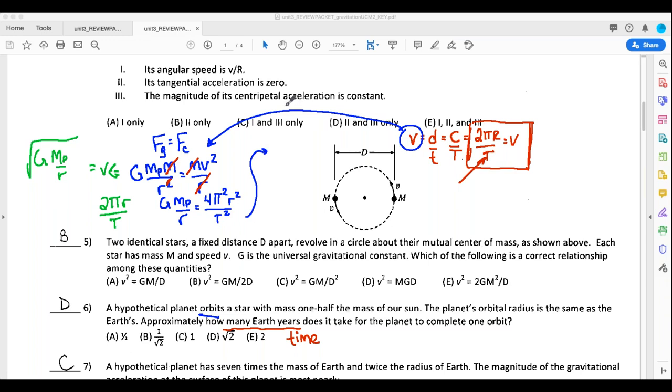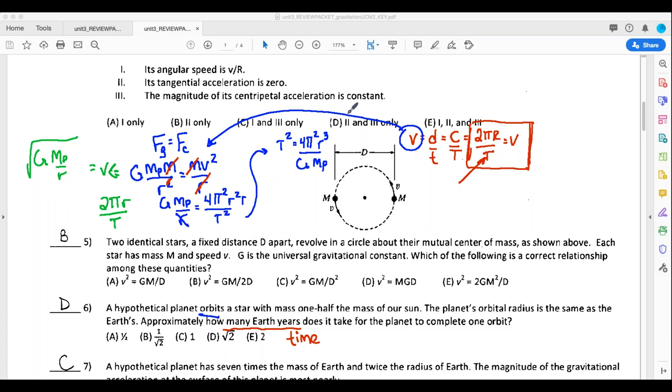So I'm going to continue my work up here. I'm going to multiply both sides by T squared, and that is now on the left-hand side. On the right-hand side, I get 4 pi squared, and I'm going to multiply both sides by r. That gives me r cubed, right? Because when I multiply both sides by r, that gets rid of the one r on the left, and that gives me a new r on the right-hand side. So I get r cubed, and then I'm dividing it by G mass of the planet.